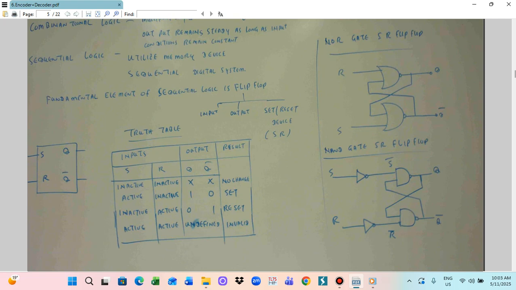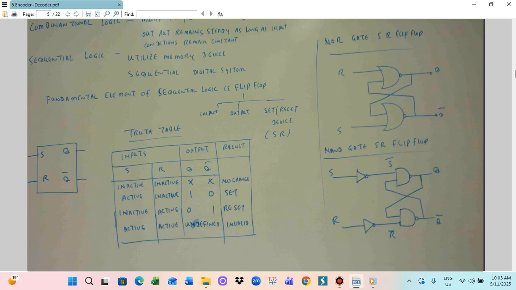And this one is connected like this. So this is for the SR. So this connection is S bar, this is R bar. Output is Q and Q bar. So this is a NAND gate SR flip-flop.